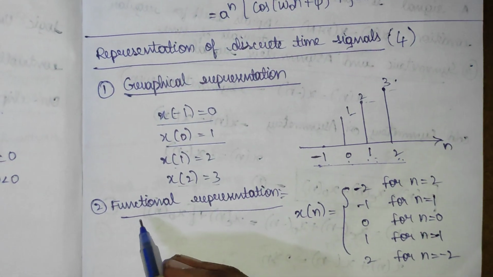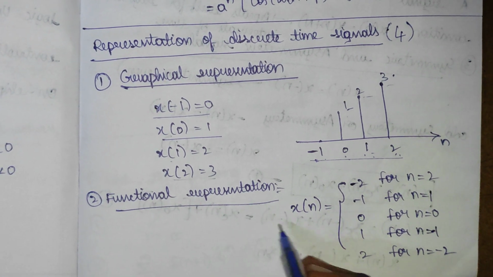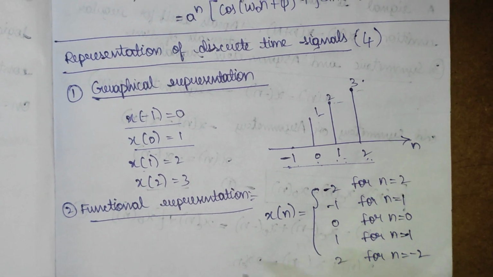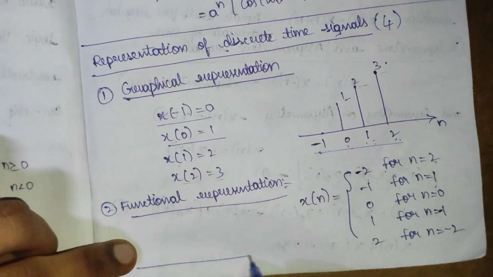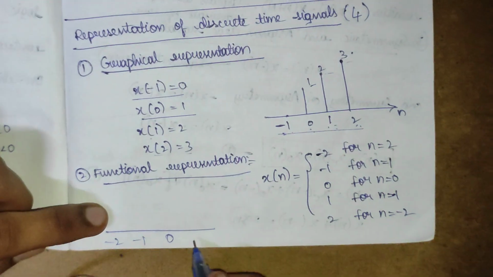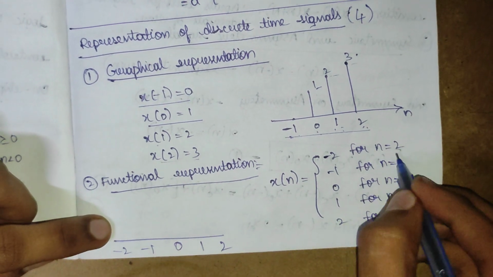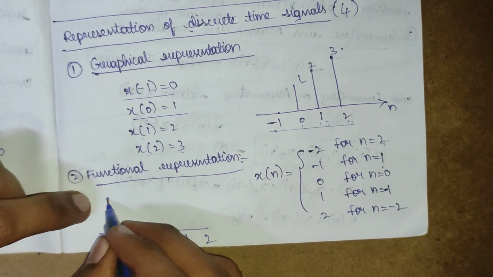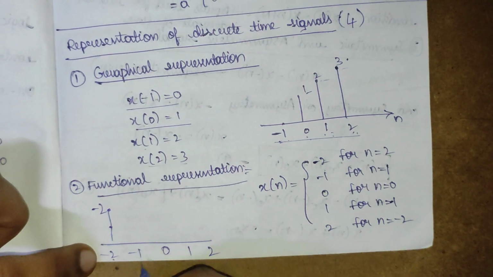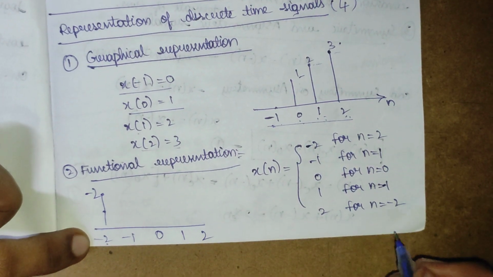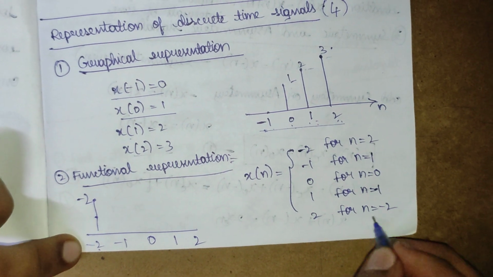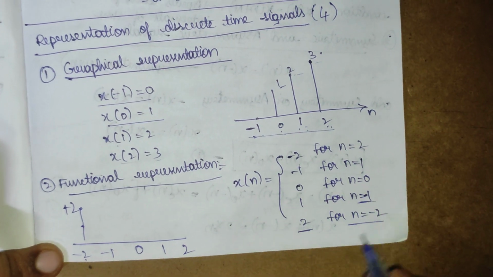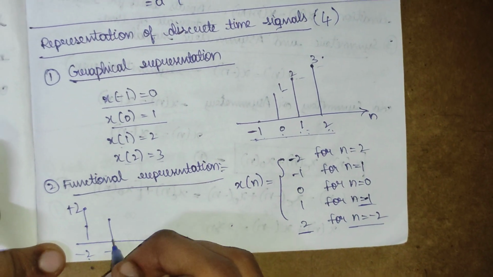And the second way of representing the signals is functional representation. X of n equals -2 for n equals 2. This is another signal. Here -2, -1, 0, 1, 2. Here for n equals -2, the amplitude of the signal is -2, and for n equals 2, the amplitude of the signal is 2. And for n equals -1, the amplitude of the signal is 1.